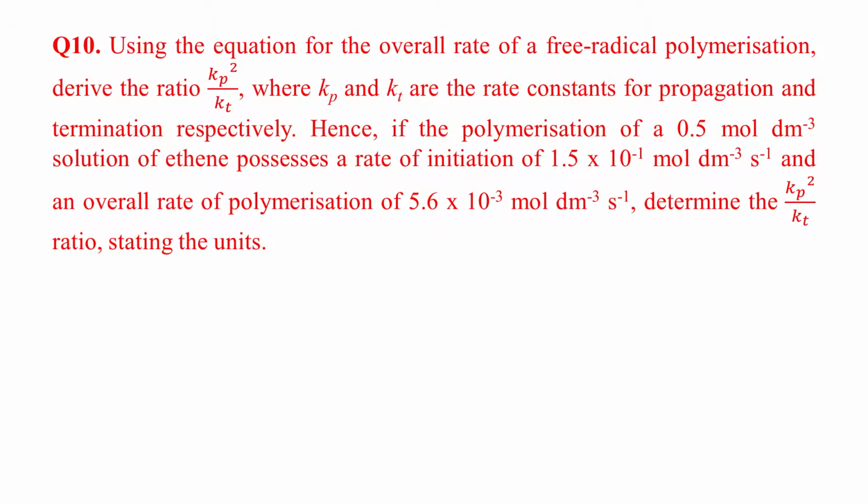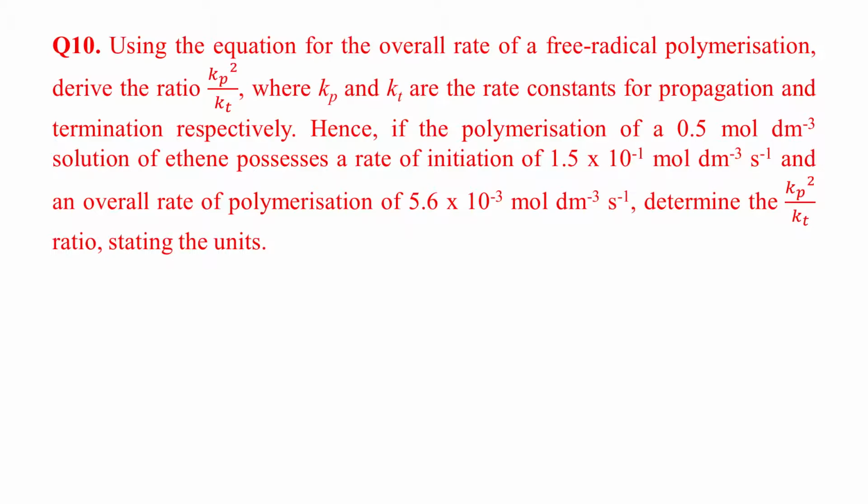Question 10 asks us first to derive the Kp squared over Kt ratio from the overall rate of polymerization we figured out in question 9. It also asks us to then use this equation with some values given to determine a numerical value for the Kp squared over Kt ratio.